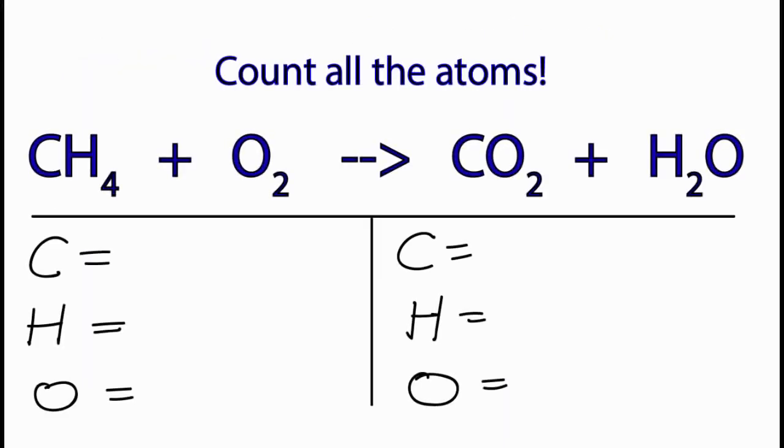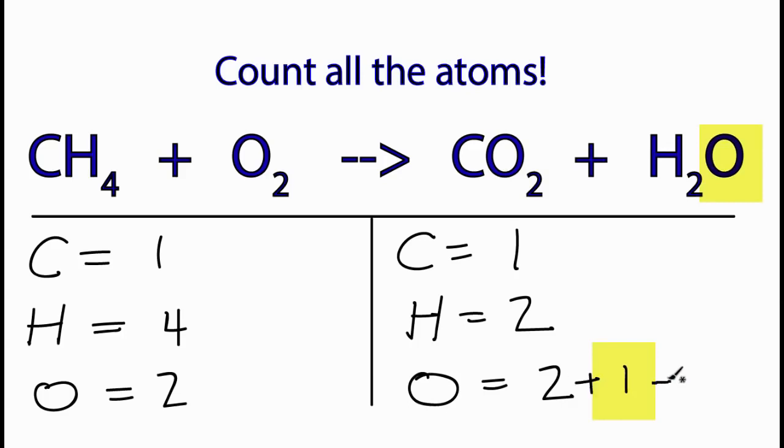Let's wrap up with one that sometimes gives people problems. So we can see we have 1 carbon, 4 hydrogens, and 2 oxygens. Easy. Over here we have 1 carbon, and then we have 2 oxygens, and then we have 2 hydrogens. But be careful. We have to count this oxygen over here as well. So we have 2 plus 1. That'll give us 3 total oxygens.